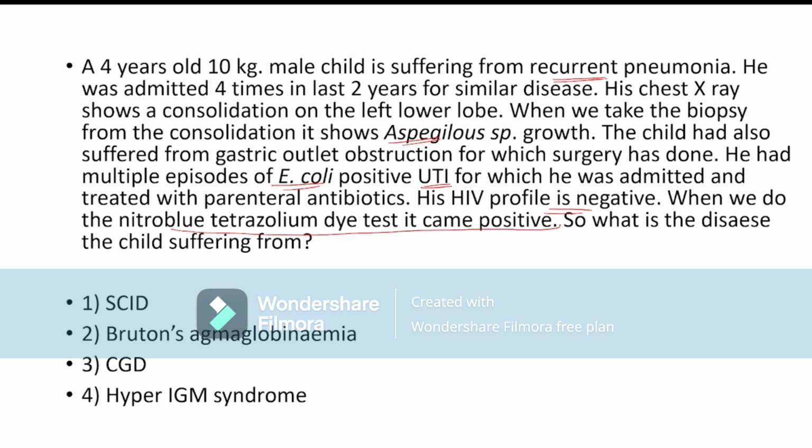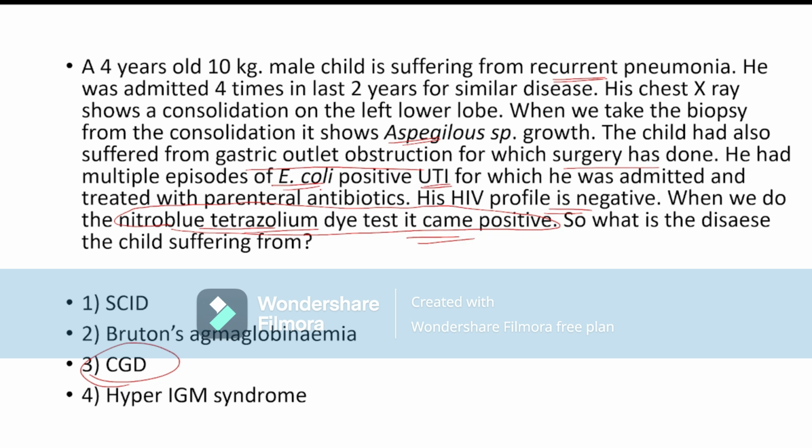test. So in any question, if the nitroblue tetrazolium dye test is positive, think about chronic granulomatous disease. And as the name suggests, there is granuloma formation. What is the granuloma formation? In this question, the child is suffering from gastric outlet obstruction for which surgery has been done, and this obstruction is due to granuloma formation.